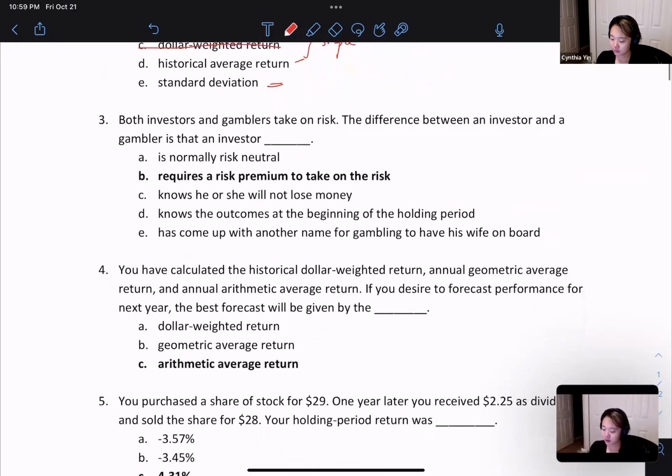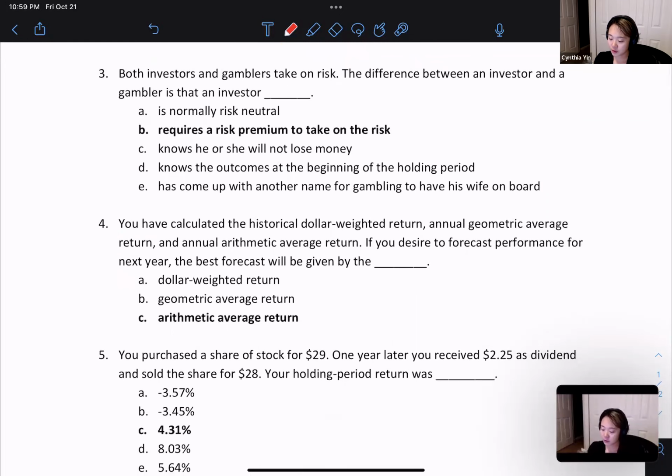And the third one, the difference between an investor and a gambler is in the slide. Basically, it's about whether they require more reward for more risk. A gambler doesn't care about reward. A gambler just enjoys the feeling of taking risk, like going to a casino. But investors require more. If they bear more risk, they want higher reward. So that's why B is right.